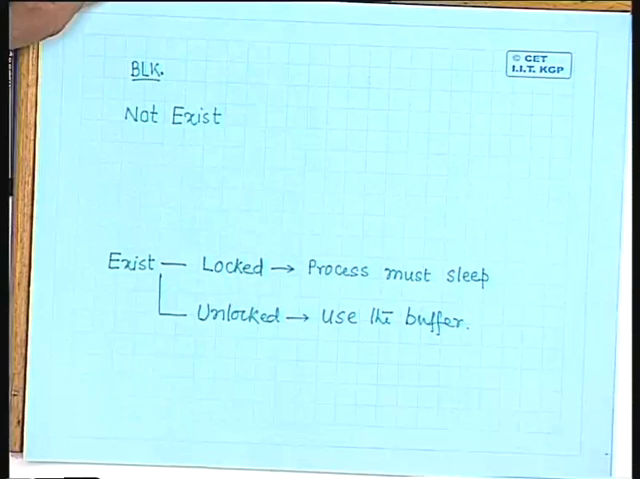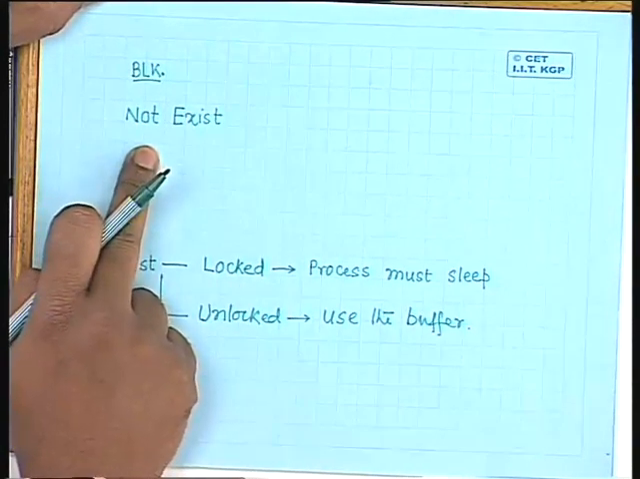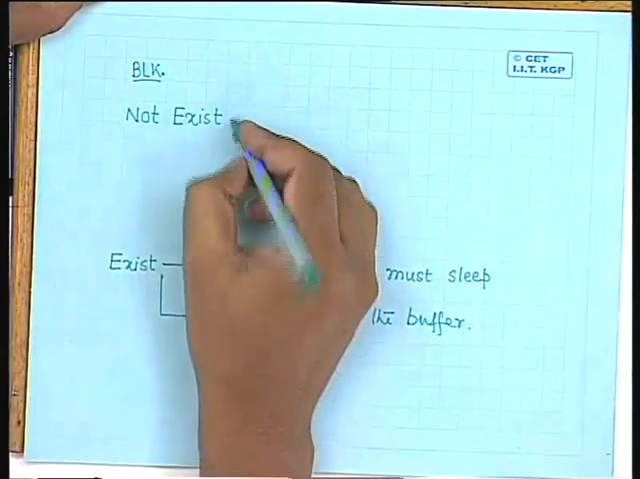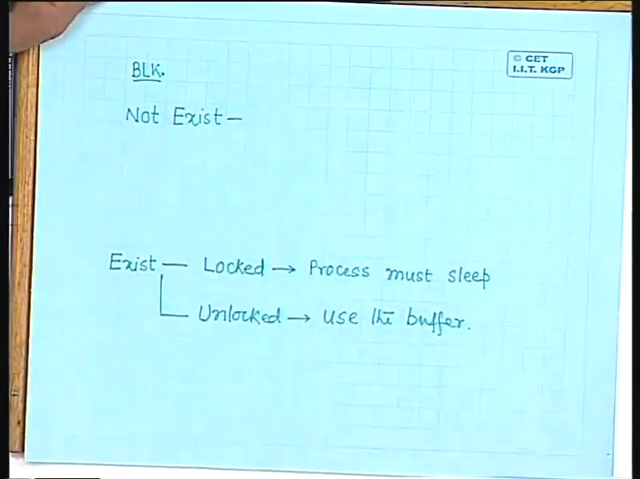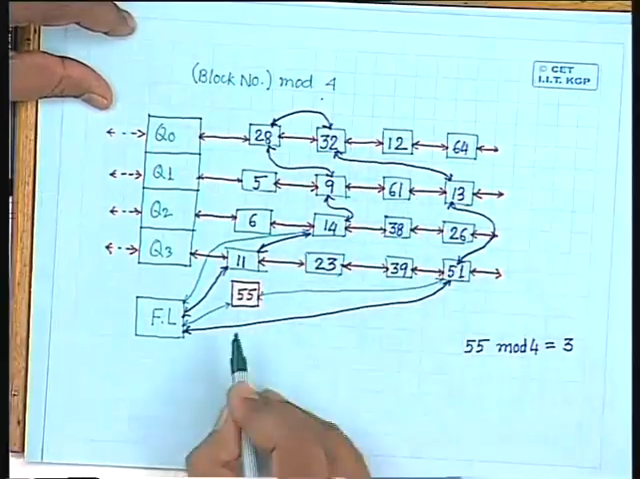Okay. In the other case, when the block does not exist in the buffer, then also I can face various situations. Block does not exist, that means I have to physically read the block from the secondary storage, put it into one of the buffers which is free. I have to get the free buffers from the free list, from the header of the free list.